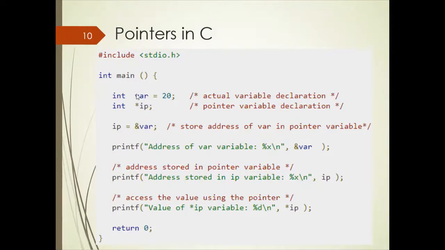So this one is the declaration of a pointer, and then you're storing the address of var in that pointer. That's what this line is doing. And then the next two printf statements are simply cross-checking that the address of var is nothing but IP, because this is what you've done here. This line is actually dereferencing the pointer, meaning getting the value which is stored at the address which the pointer is pointing at.